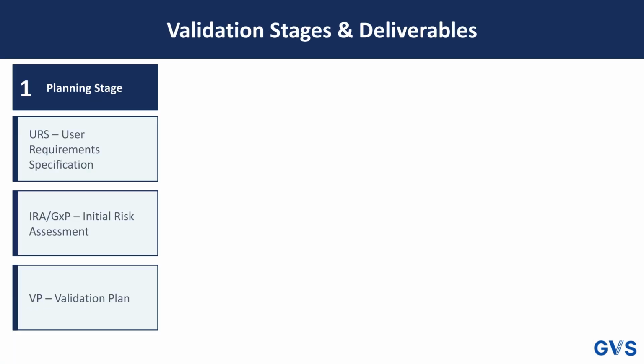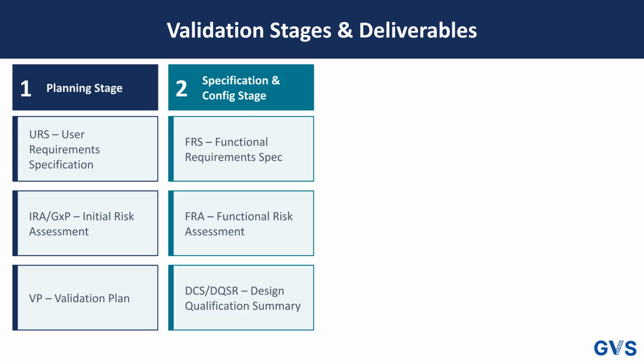12 key deliverables span 4 stages. Planning stage. URS, what the system must do. Initial risk assessment or GXP assessment, risk and regulatory scope. And validation plan, the strategy document. Specification stage, functional requirement specification, functional risk assessment, and design qualification summary.